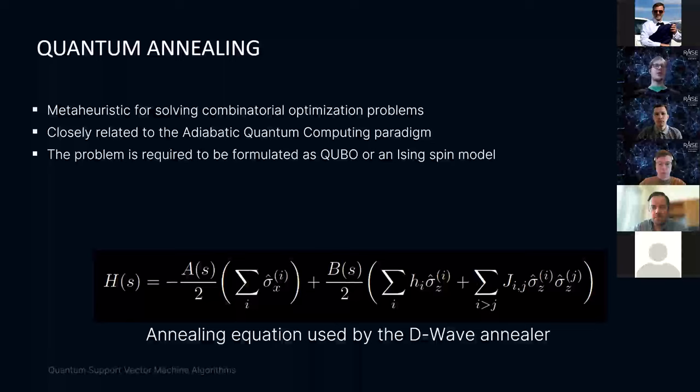So here I put the formula of the annealing schedule that is used specifically by the D-Wave annealer. We have the two terms of the two Hamiltonians, whose strength is regulated by the two functions A(s) and B(s). s is a value that goes from 0 to 1 because it's the normalized time that was also introduced when talking about adiabatic quantum computation. So the values of these functions change throughout time.